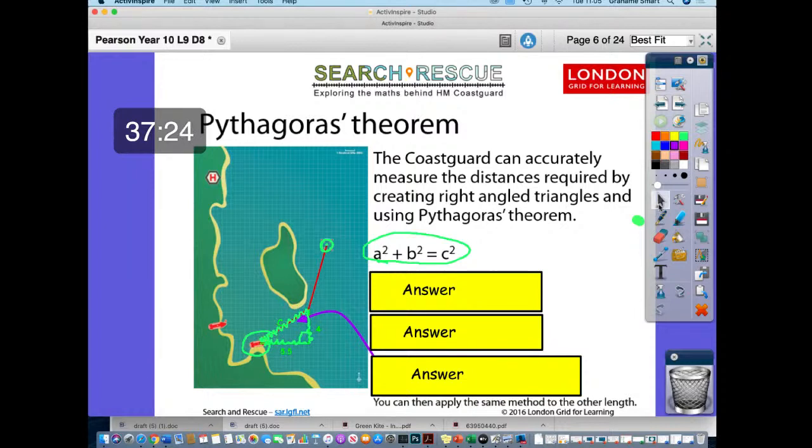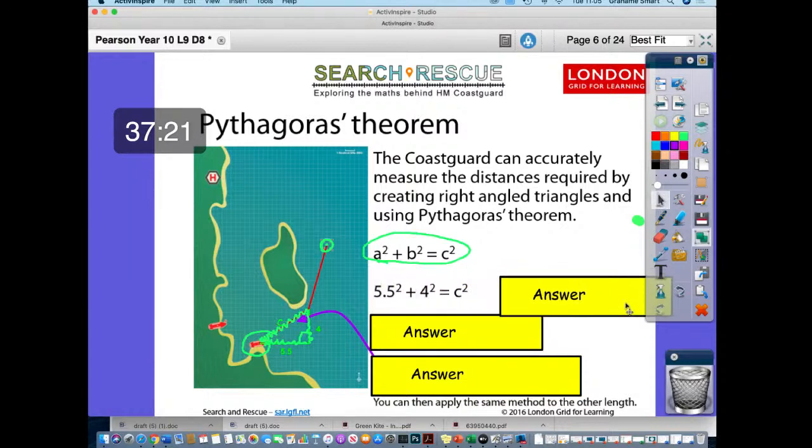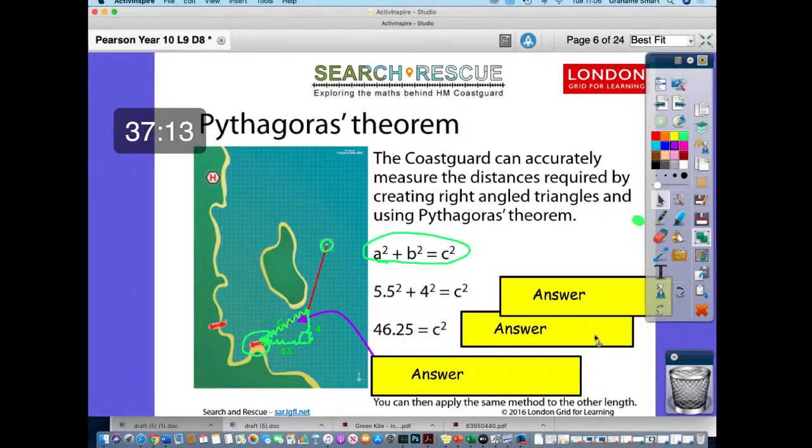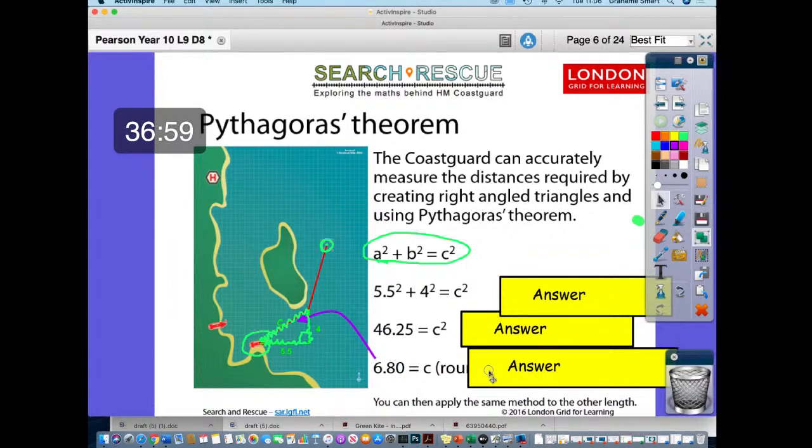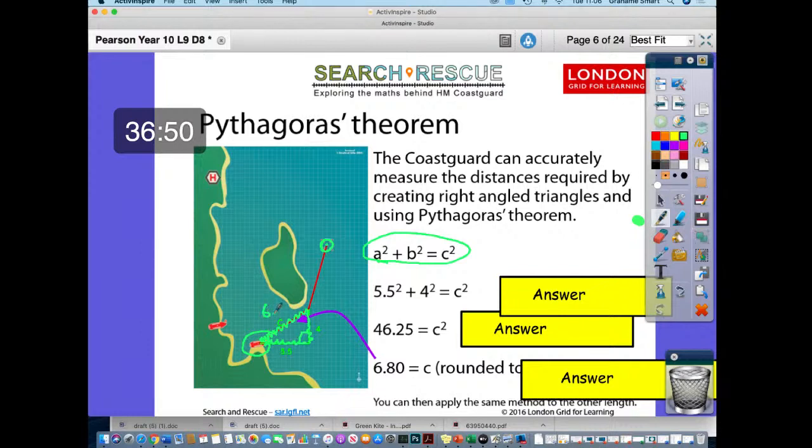And if I reveal this, hopefully you'll be able to see clearly that that's exactly what I've done. So I've done 5.5 squared, add 4 squared, and that's equal to c squared. So c squared is equal to 46.25 in this case. And the inverse of squaring something is to square root. So if we square root 46.25, we're going to get 6.80 to 2 decimal places. So that's what this length actually here equals. It equals 6.80 nautical miles.